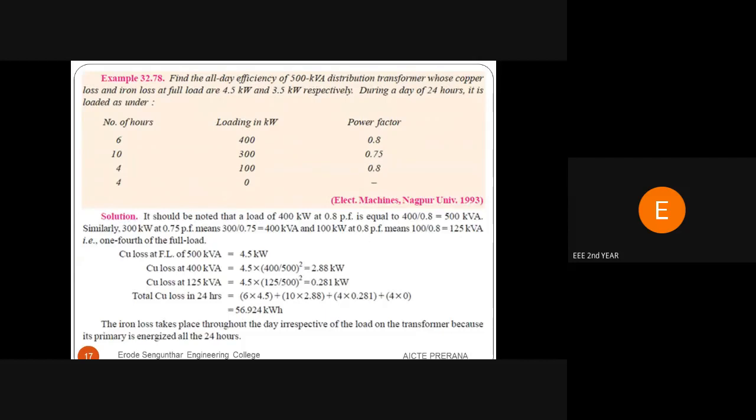Here is one of the problems, all day efficiency. We already know what is meant by all day efficiency. That is output power in 24 hours divided by input power in 24 hours. That is called all day efficiency.